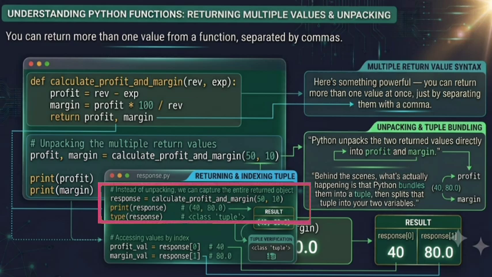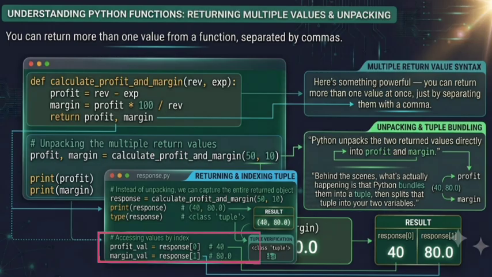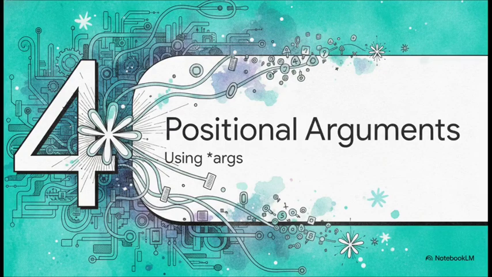You can actually see the class type is tuple. And from there, you can just access the individual items using index numbers, the exact same way you would with a list. Index 0 gives you the first item, 40. Index 1 gives you the second item, 80.0. All right, let's step it up.